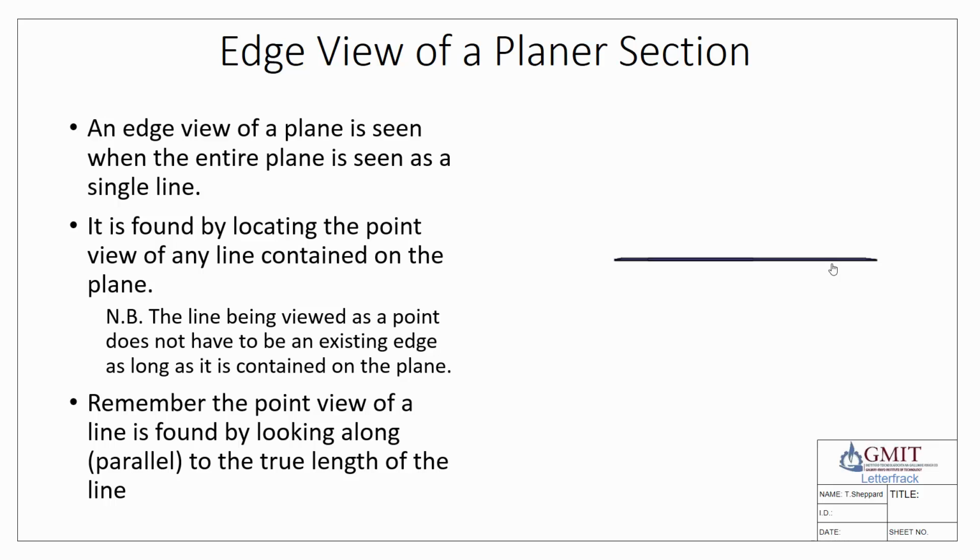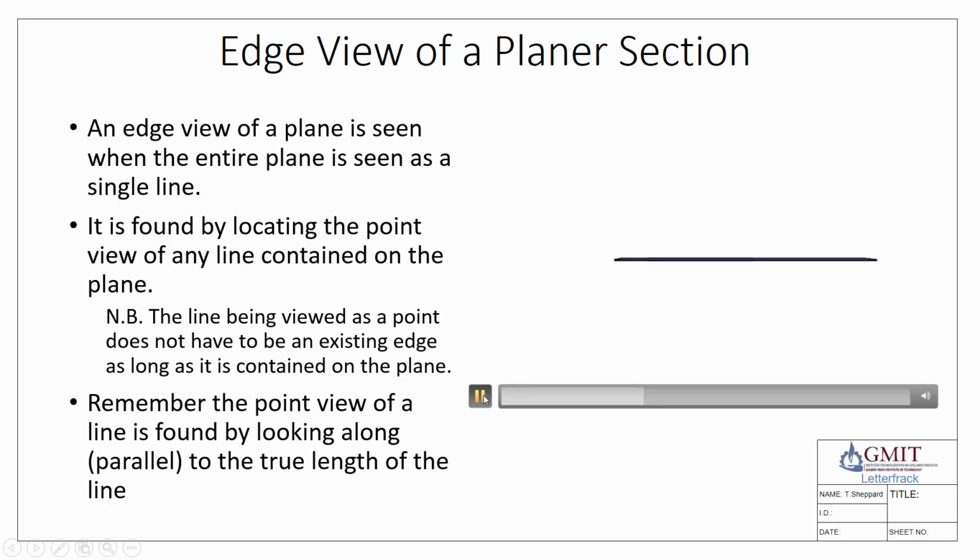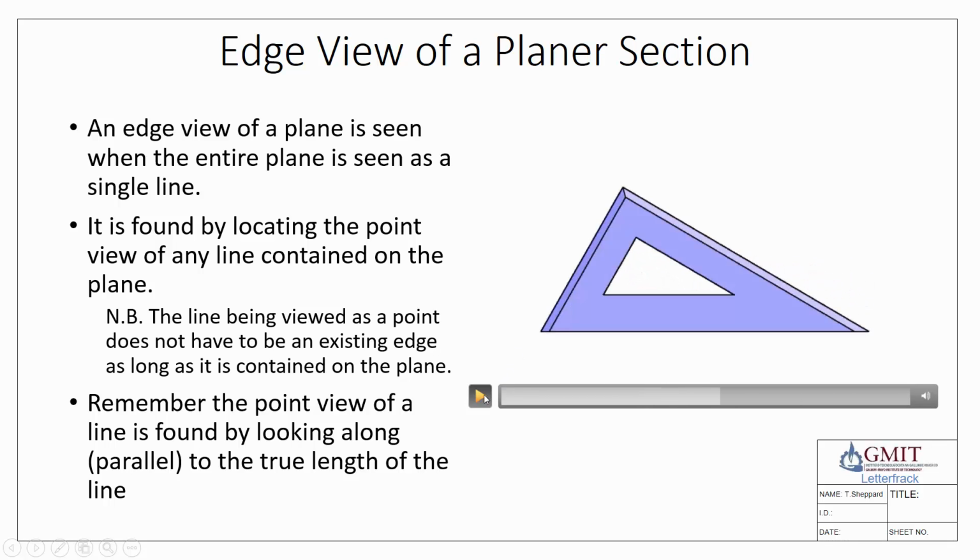If you remember how to locate the point view of a line, we first of all must find the true length of the line, and then we look parallel or along the line. We can see this here if we take our example of taking an edge. Any edge will do here. So we're going to take, say, this edge here, for example. At the moment we have a true length of it, and if I look along or parallel with it, we should see the entire plane as an edge view. We'll see a point view of the line and an edge view of the plane.